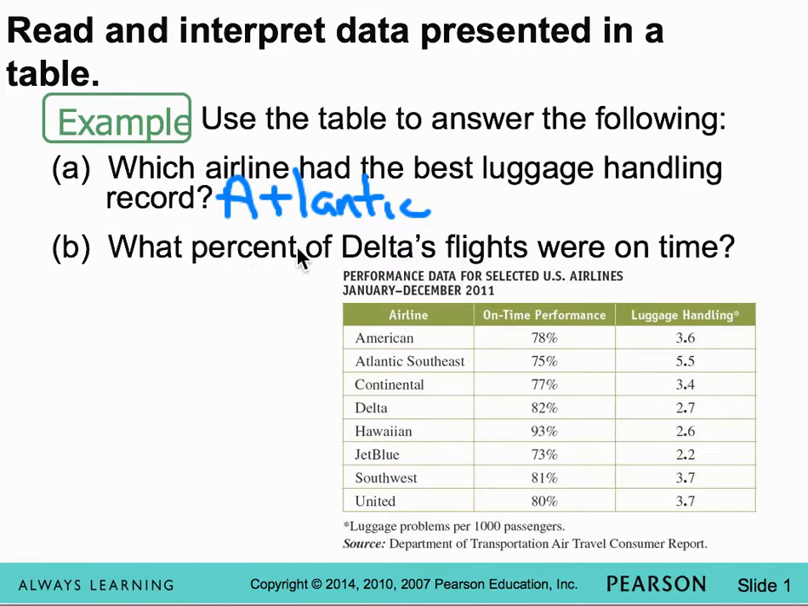Then it says, what percent of Delta's flights were on time? Well, so find Delta in the table. Okay, and this is on time performance. What percent? 82%.